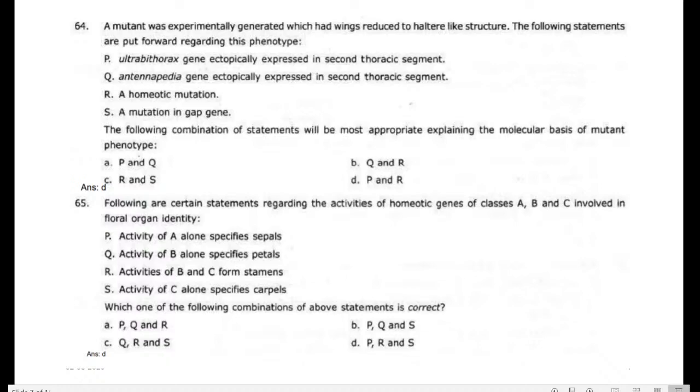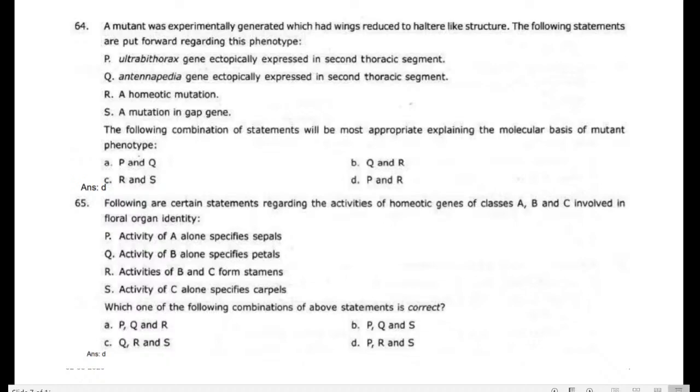Now I enter into the concept called the ABC model of flower development. In this model, the homeotic genes are A, B, C. A alone is helpful for the sepals, that is the calyx, sepal formation. C alone is responsible for the carpels, which is the gynoecium. And C and B are responsible for stamens, that is called the androecium.